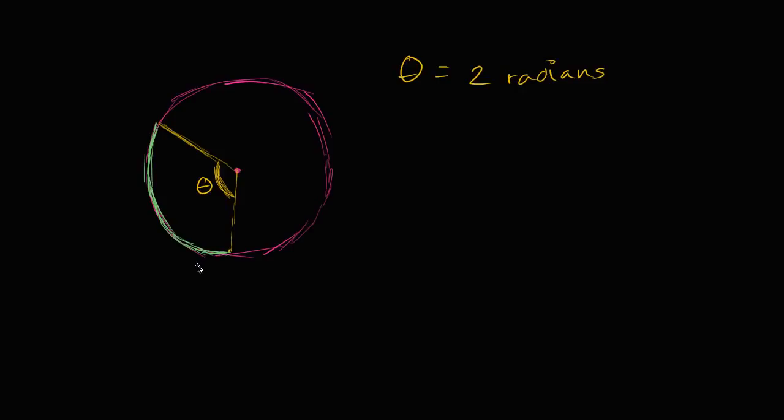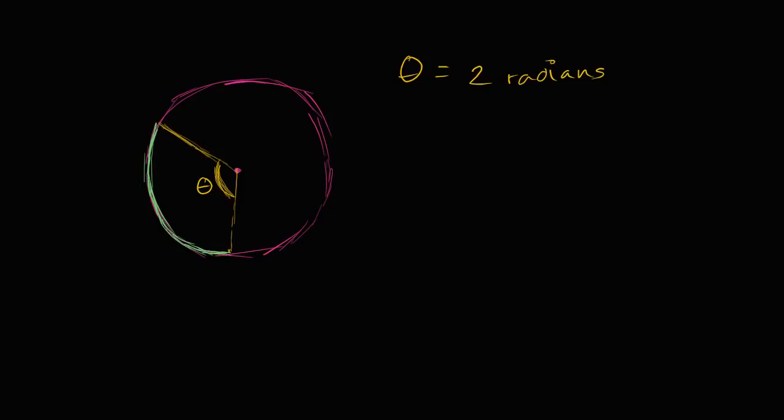All right. So let's think through it a little bit. So you might say, well, how do I know that? I don't know what the radius of this thing is. How do I think through this? And we just have to remind ourselves what radians mean. If an arc subtends an angle of 2 radians, that means that the arc itself is 2 radiuses long.